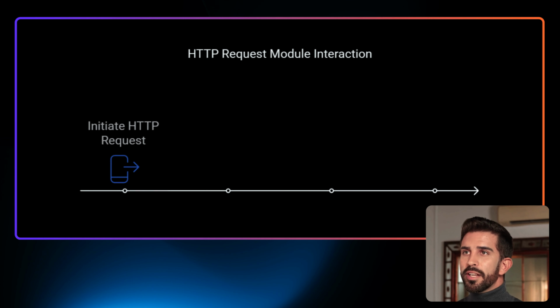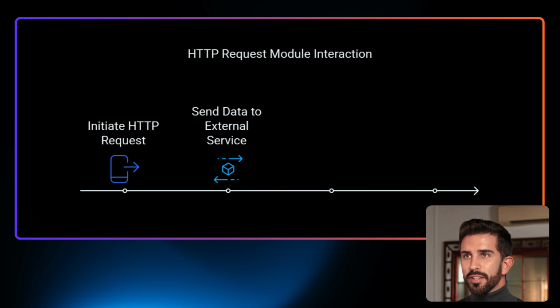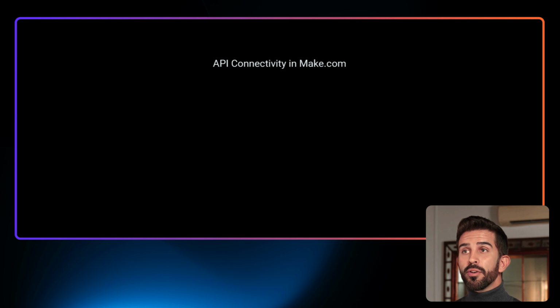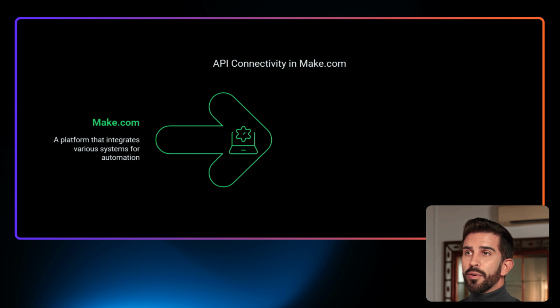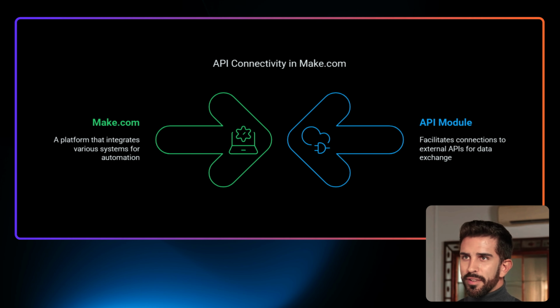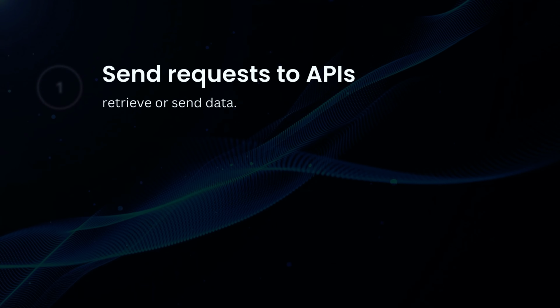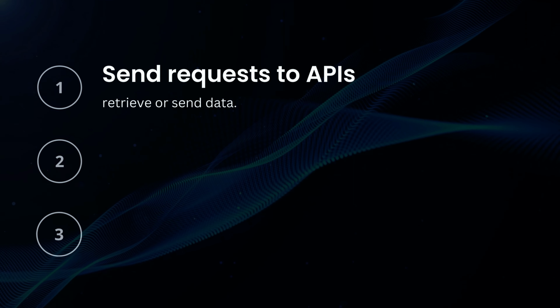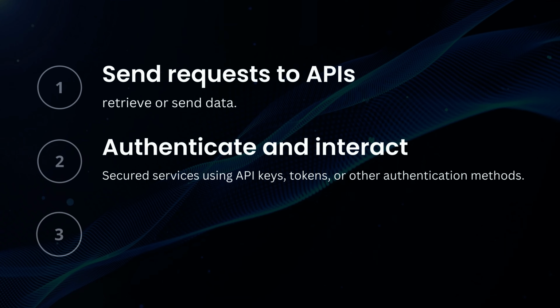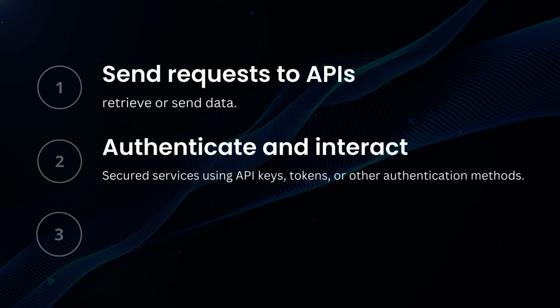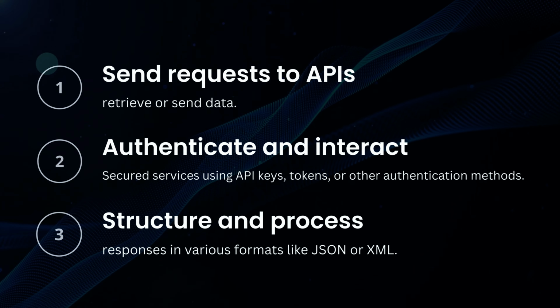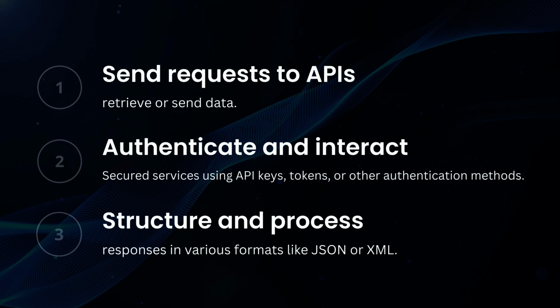The HTTP request module is a tool that allows you to interact with external services by sending and receiving data over the HTTP. This module is essential for connecting to APIs, enabling Make.com to communicate with systems that don't have built-in integrations. At its core, the HTTP request module acts as a bridge between Make.com and external applications. It allows you to send requests to APIs to retrieve or send data, authenticate and interact with secured services using API keys, tokens, or other authentication methods, structure and process responses in various formats like JSON or XML.